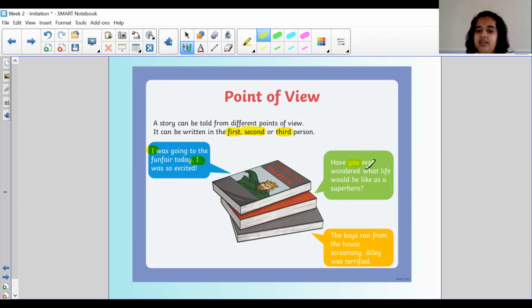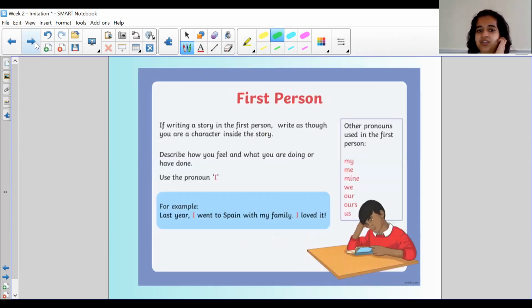In this sentence, they're directing the question at you. Okay, they're talking about you this time. Here we're talking about I. Here we're talking about you. And over here, we're not talking about I or you. We're talking about some people completely different. We're talking about boys. The boys ran from the house screaming. Riley was terrified. So, that doesn't show up. Let's try green. Yeah, that shows up a bit better. Okay, the boys and Riley. So it's not I, it's not you, it's completely different people. Okay, Riley was terrified. So let's move on to seeing what first, second, and third person is.